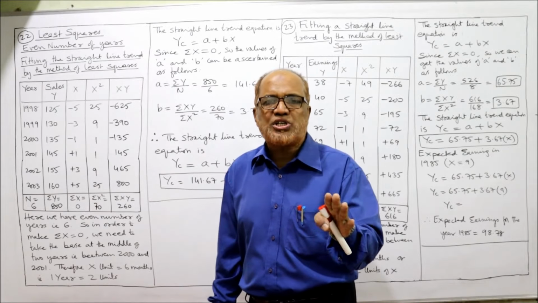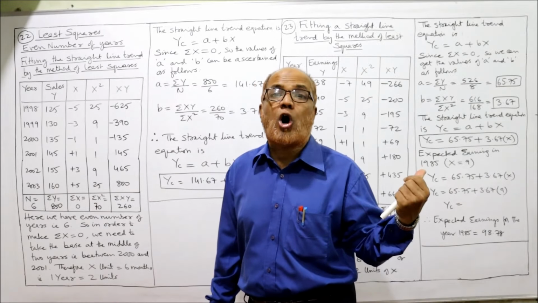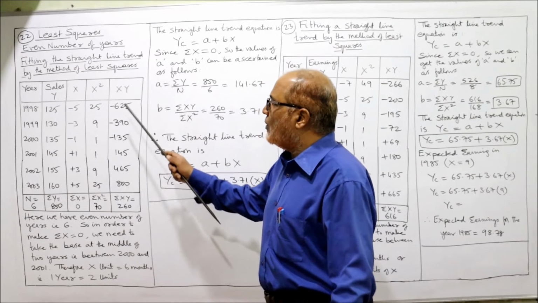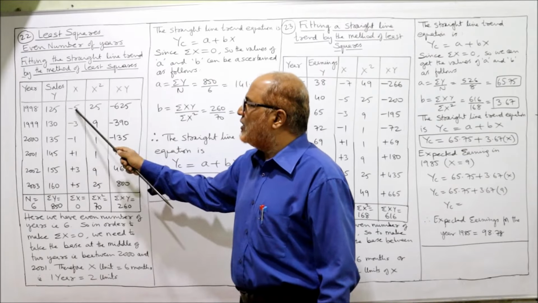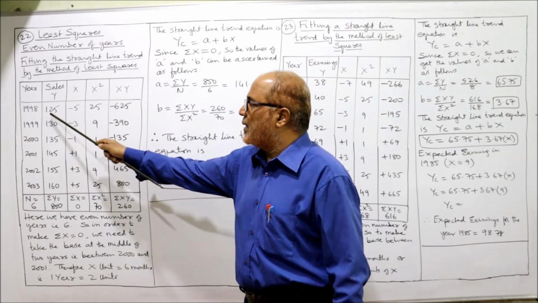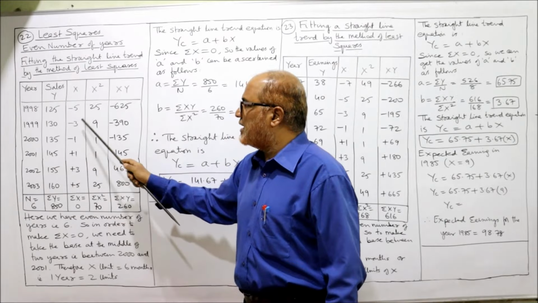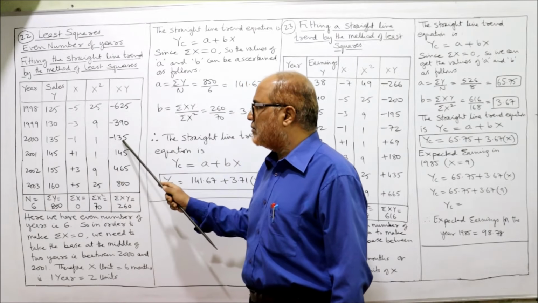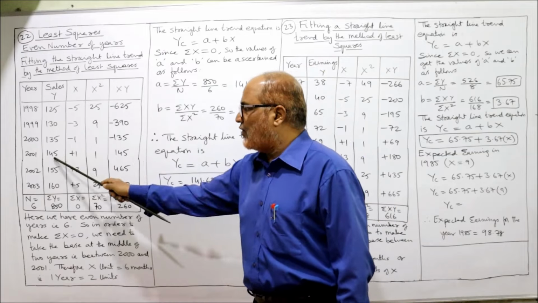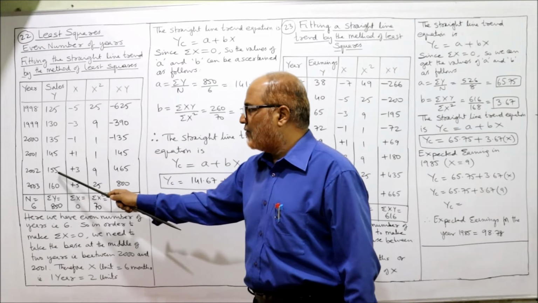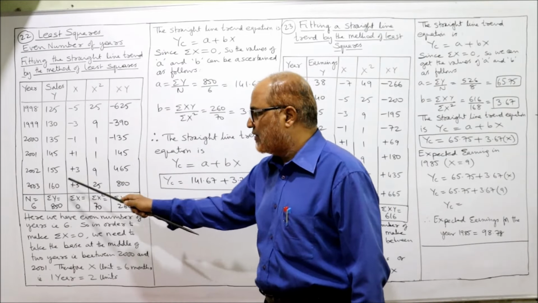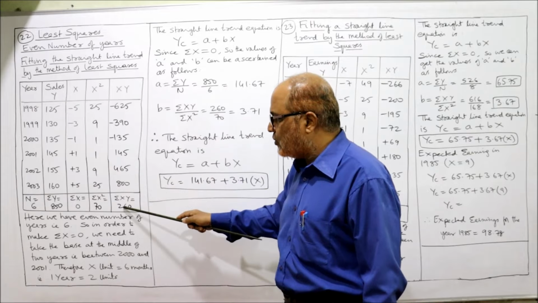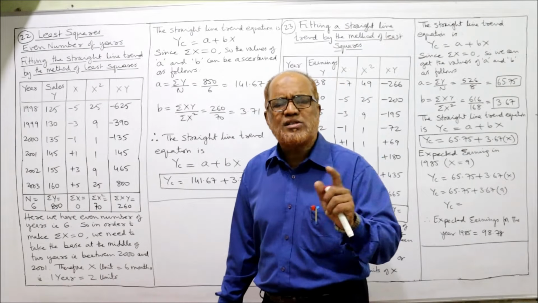Now from here onwards the procedure is the same as what we adopted in the previous problem when an odd number of years were there. Here we have even numbers. Now x into y. 125 into 5, 625 minus. Plus into minus, minus. 130 into 3, 390. 135 into 1, 135 minus. 145 into 1, 145. 155 into 3, 465. 160 into 5, 800. Now take the total of this xy. You will get 260. From here onwards the problem is the same.